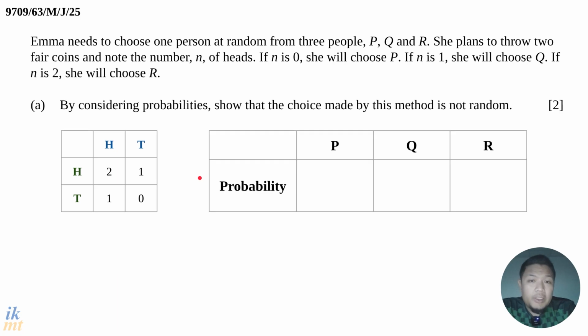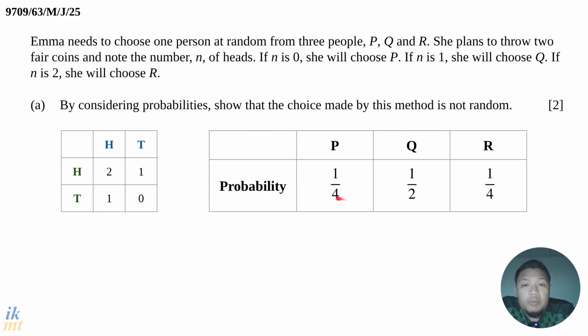In terms of probability, out of these 4 possible outcomes, the probability that P is chosen, when n is 0, is 1 out of 4. Q is chosen when n is equal to 1. There are 2 outcomes of 1 here out of 4, so that's 2 over 4, or 1 over 2. And for R, she will choose R when n is 2. There's only 1 outcome out of 4, so 1 out of 4.